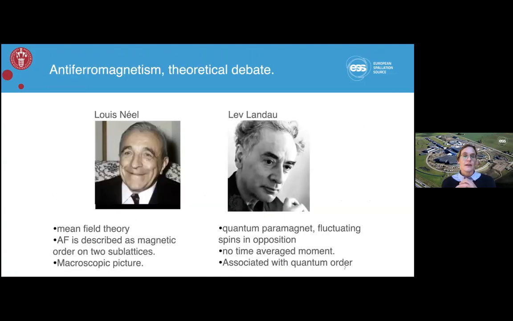There was an intense theoretical debate. Néel described this magnetic order within a mean field theory. He described it as magnetic order on two sublattices, and that's sort of how we show it these days, as a macroscopic picture. Lev Landau, in contrast, said that these were fluctuating spins in opposition and therefore have no time average moment. And he associated this very much with a quantum state.